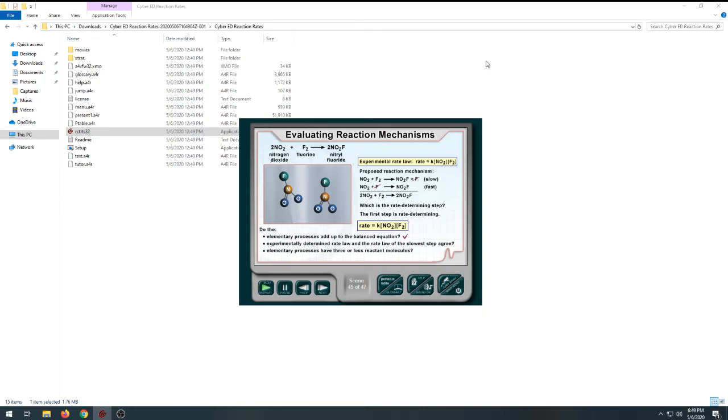Since the elementary processes add up to the balanced equation, the rate law for the rate-determining step is the same as the experimental rate law, and no elementary step contains more than three reactant molecules. This is a plausible reaction mechanism.